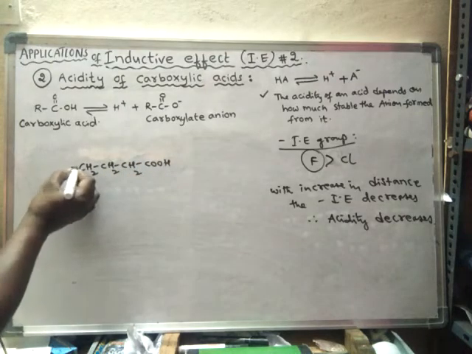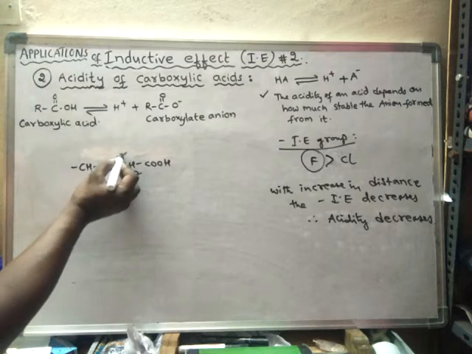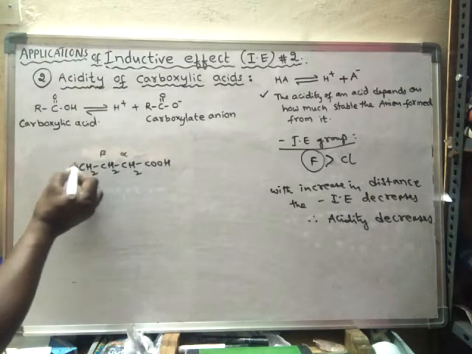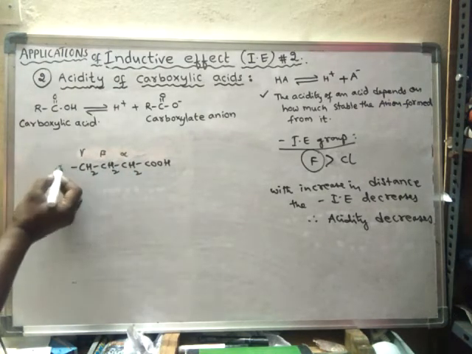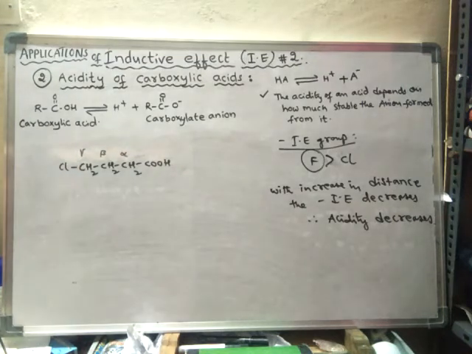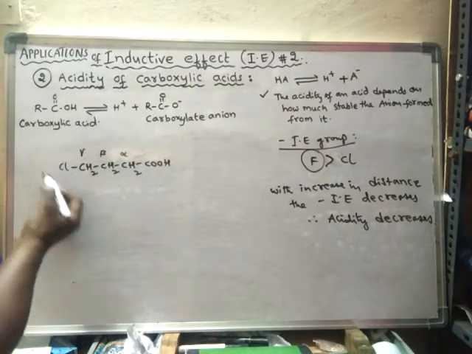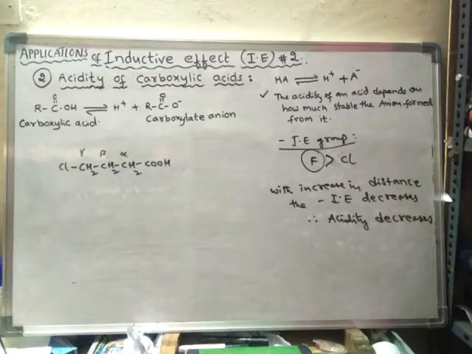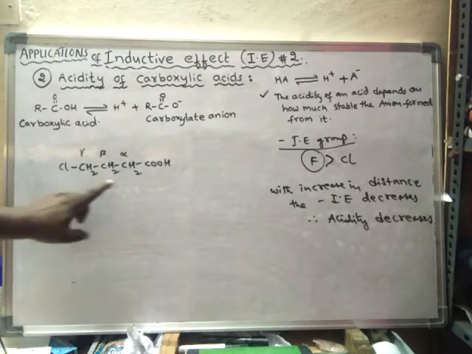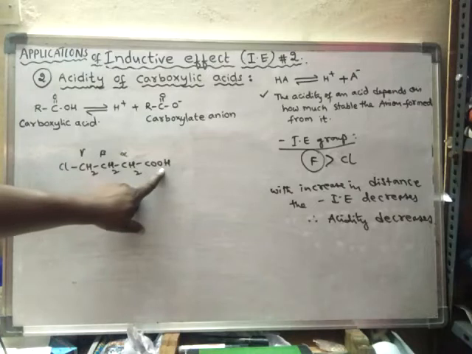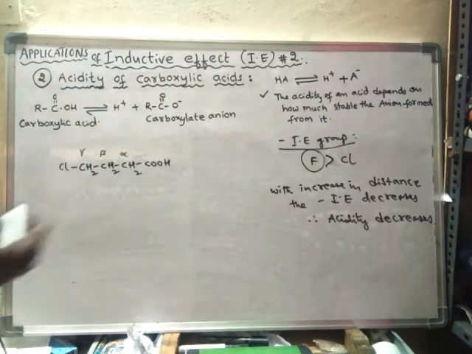So here this is alpha carbon, this is beta carbon, and this is gamma carbon. On the gamma carbon, chlorine is present. Chlorine is a minus IE group. It will try to pull the electrons from this center. So we will compare these three.